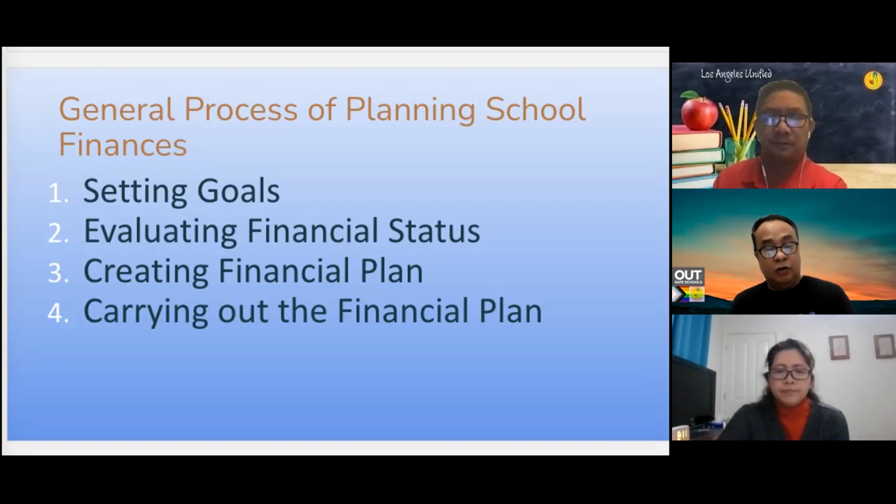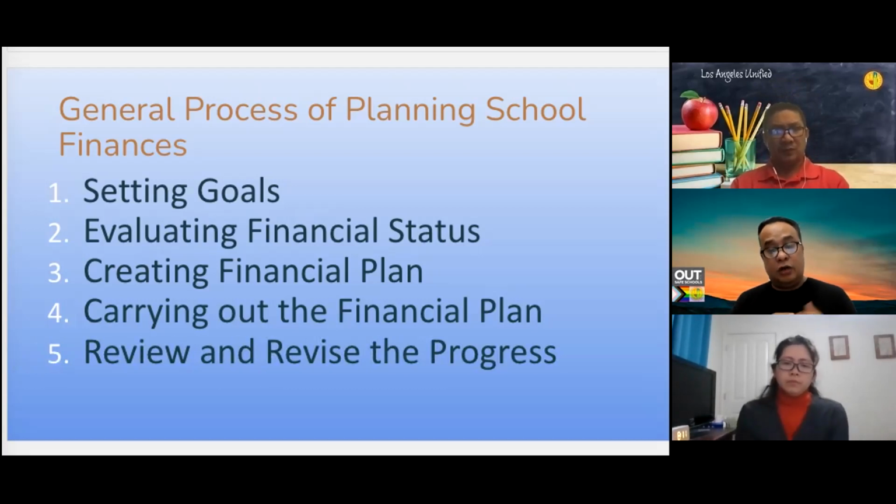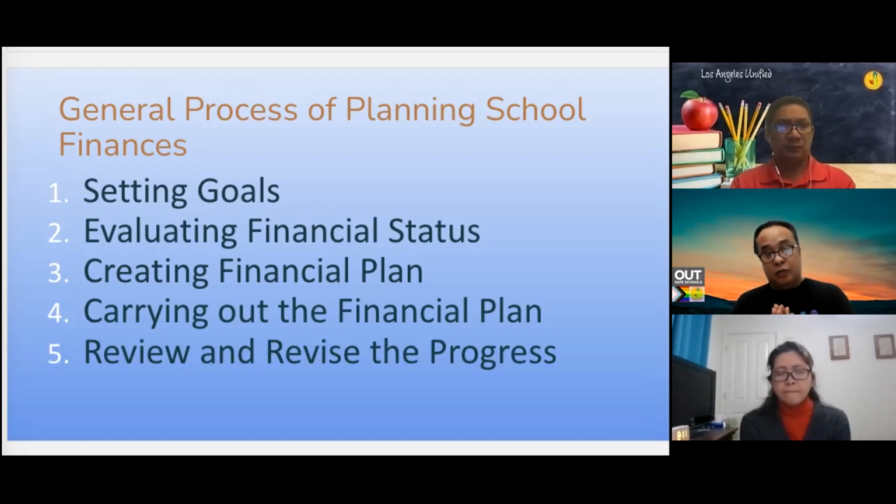Okay, and also the last one would be to review and revise the progress, because it comes in a cycle in which right after finishing the whole school year, when the funds are supposed to be used, they reevaluate the progress: what part of the financial plan wasn't being overused, or what part of the plan was underused, and so on. And from there they come up with decisions for the next year's budget.